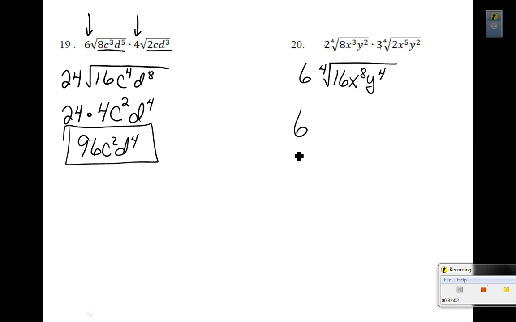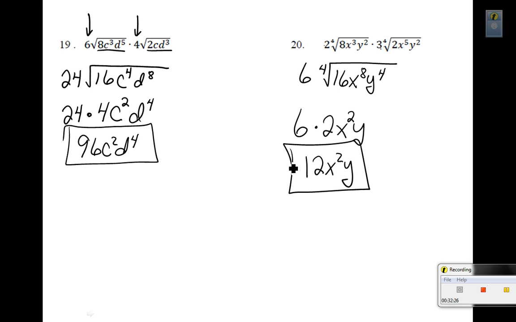So this becomes 6. Do you know the 4th root of 16? It's 2, because 2 times 2 times 2 times 2 is 16. So 2. X to the 8 divided by 4 is 2. Y to the 4 divided by 4 is 1. Final answer, 12 x squared y. And then we got it.